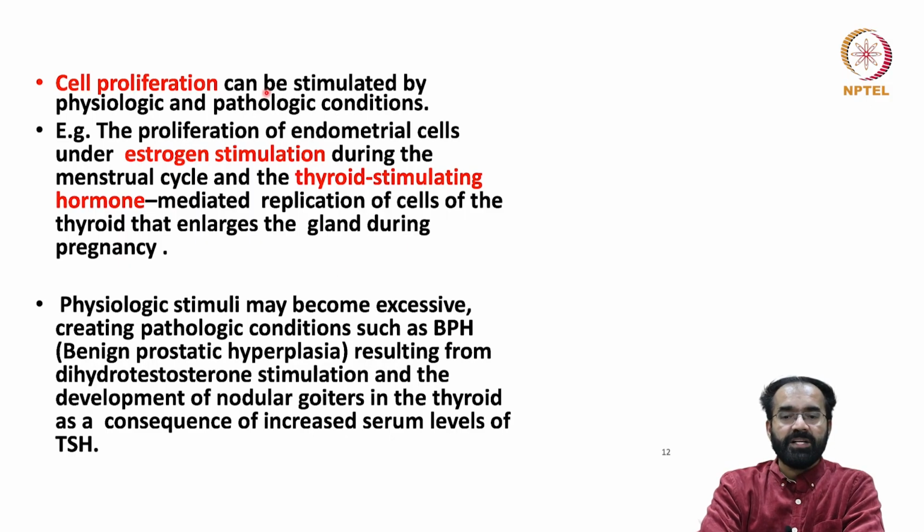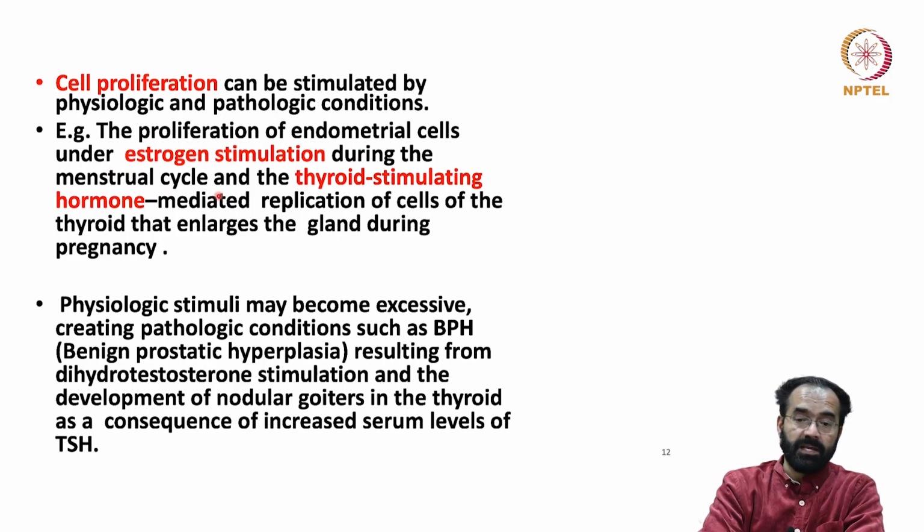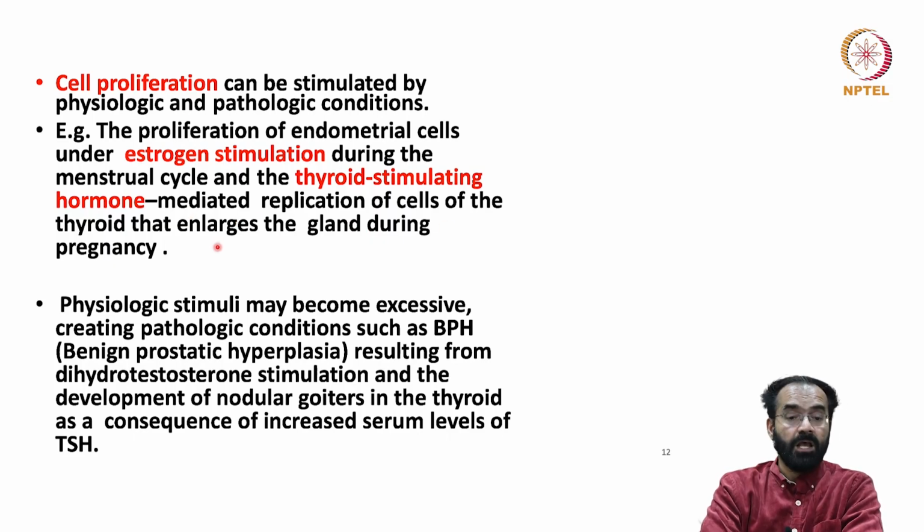So the cell proliferation can be stimulated by physiologic and pathologic conditions. Pathology means any kind of infections. Example, the proliferation of endometrial cells under estrogen stimulation during the menstrual cycle, and thyroid stimulating hormone mediated replication of cells of the thyroid that enlarges the gland during the pregnancy, because you need to have more of the thyroid hormone.